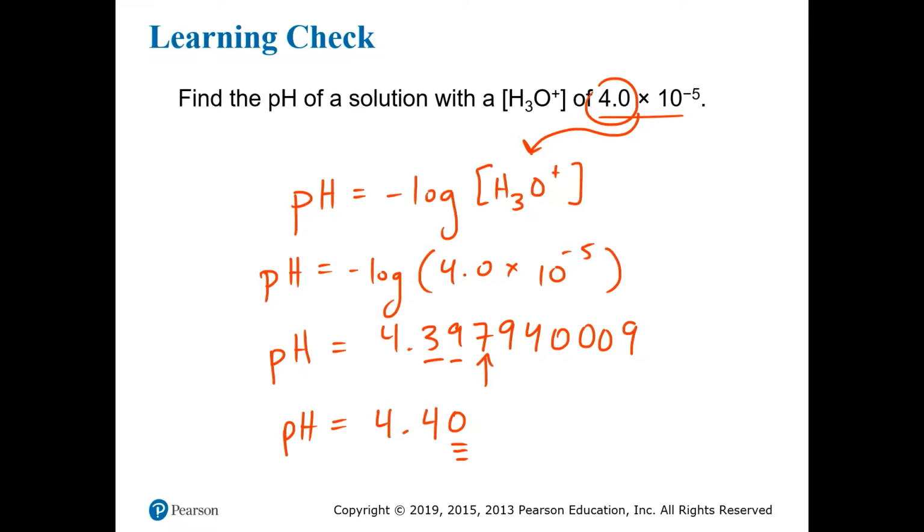One other thing to keep in mind about these problems is what we said about estimating the pH based on the power of 10 in the concentration. We can see here the power of 10 is negative 5. We drop the negative sign, and we find that 5 is indeed pretty close to our pH value. So your pH value is, generally speaking, going to be within 1 pH unit, usually below the power of 10 in your concentration.